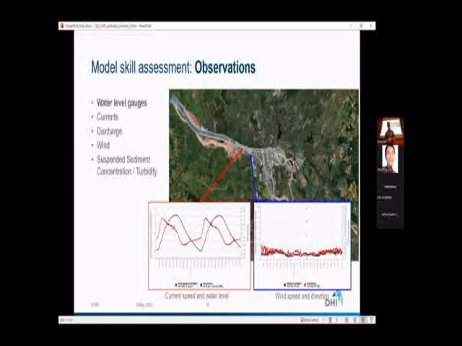And we can see here two measurement stations. On the left, we see in blue just tidal water level fluctuations and the current speeds along with them. And on the right-hand side, we can see the wind speed and direction at another gauge.